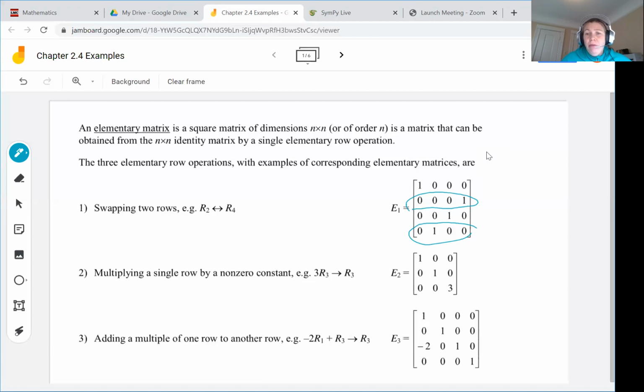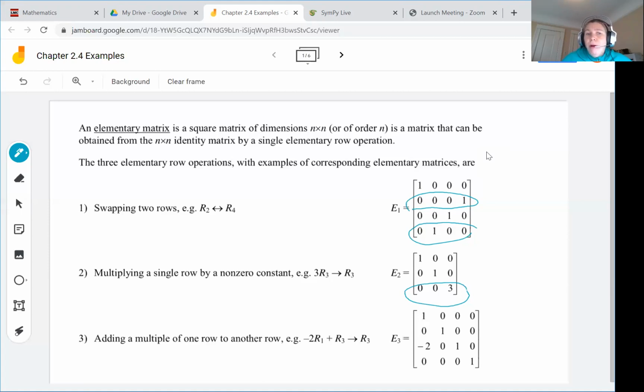So if we take E1 and multiply it by a 4 by 4 matrix, we swap rows 2 and 4 in that matrix. The second elementary row operation is to multiply a single row by a non-zero constant. If you multiply through by 0, our row is gone, and that doesn't count as a row operation. So in this example, if we wanted to multiply row 3 by 3, we would place the 1 on the diagonal in row 3 with a 3, and that would multiply the whole row through by a constant.